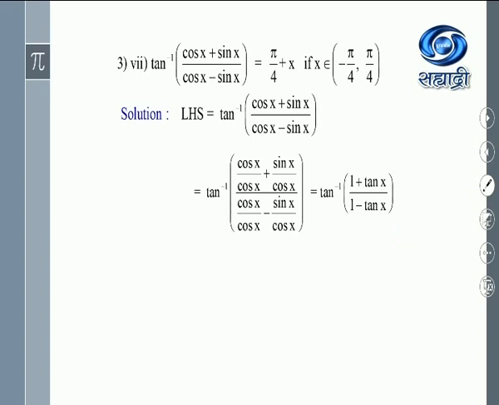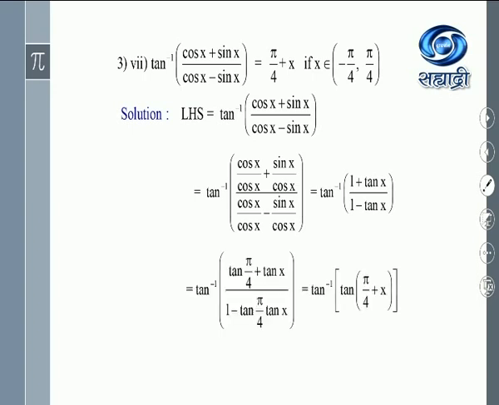Now, we divide numerator and denominator by cos x. Actually, this we have done in standard 11. We divide numerator and denominator by cos x. So this cos x upon cos x gets cancelled. We are left with this one. Sin x upon cos x is tan x, right? Now the denominator, cos x upon cos x is 1, sin x upon cos x is tan x. So we got 1 plus tan x upon 1 minus tan x, right? Keeping in mind that we are writing this as tan of something.